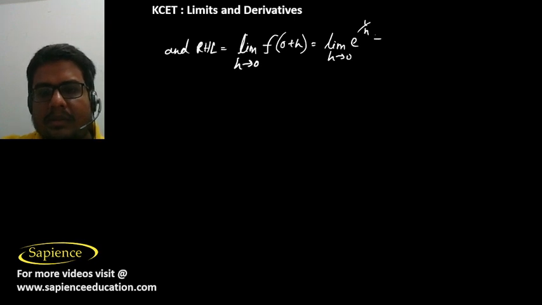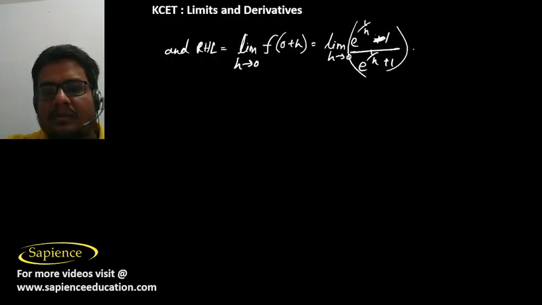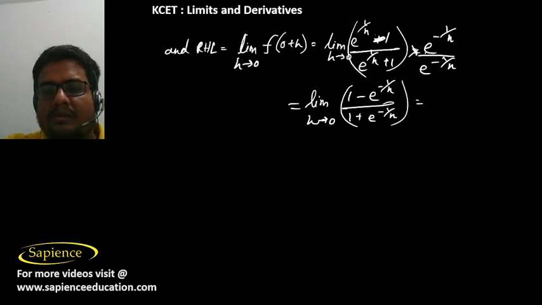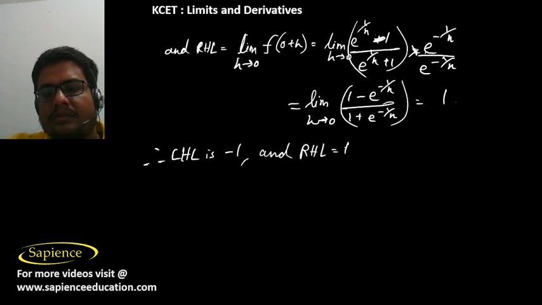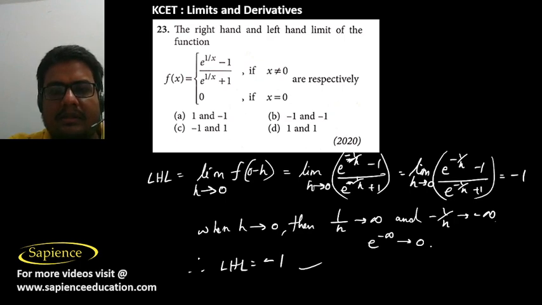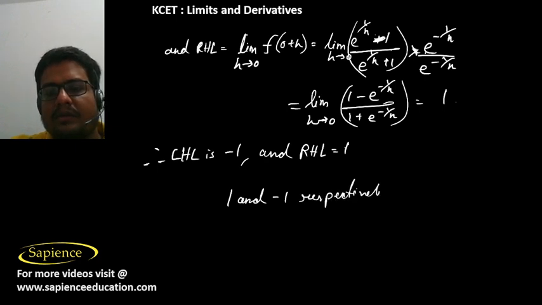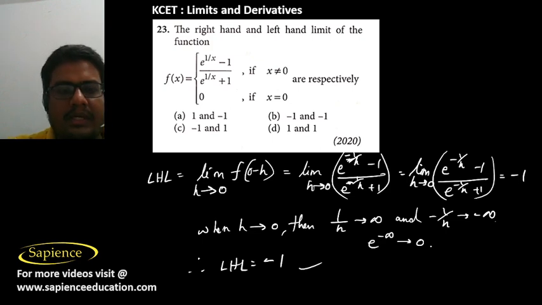The right hand limit will be e power 1 by h minus 1 by e power 1 by h plus 1. So then here we can multiply and divide by e power minus 1 by h. So then we will have limit h tends to 0 1 minus e power minus 1 by h by 1 plus e power minus 1 by h. So this will become 0, this will become 0, this will be 1. So therefore the left hand limit is minus 1 and right hand limit is plus 1. So the limit does not exist, but here the right hand limit is asked and the left hand limit is asked. So right hand limit is 1 and left hand limit is minus 1. So the answer is 1 and minus 1 respectively. So option A is the correct answer.